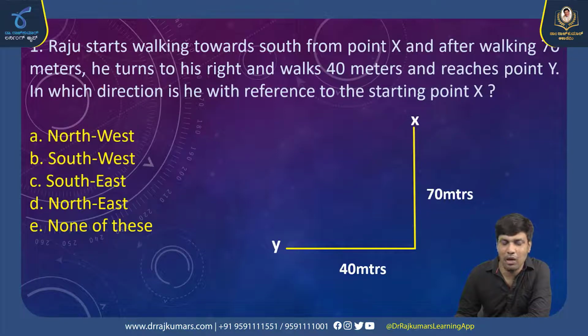They are asking in which direction he is from the starting point. Here you are supposed to see Raju from the starting point. If you view Raju from the starting point, he will be in the southwest direction. So the right option for this question is option B, southwest direction.